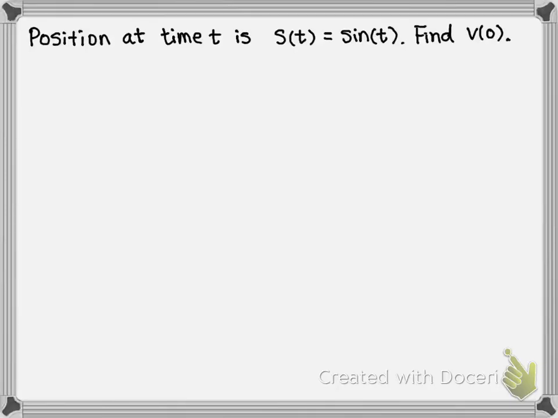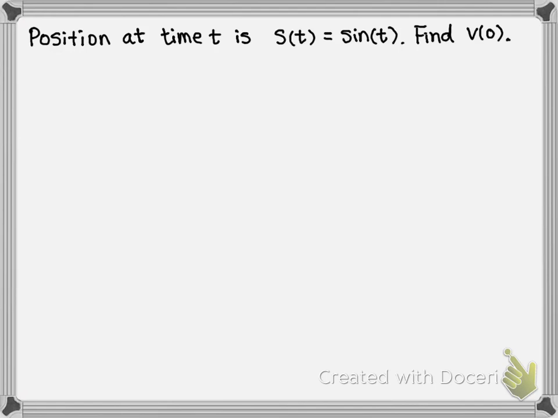Suppose the position function at time t is sine of t. Find the velocity at time 0. So how do we find velocity, and what is the relationship between position and velocity?